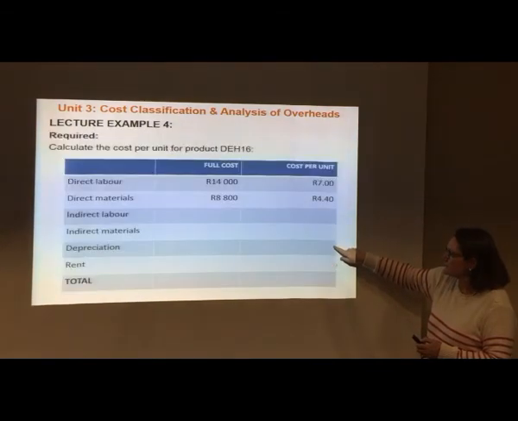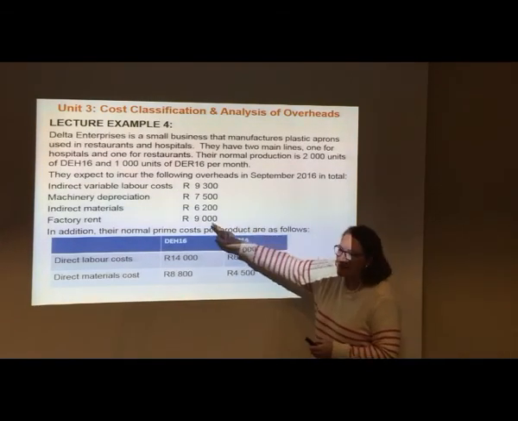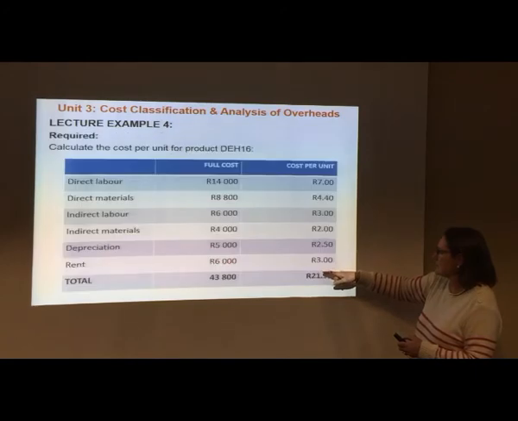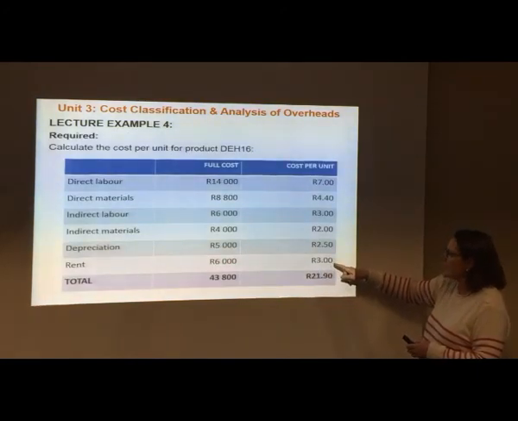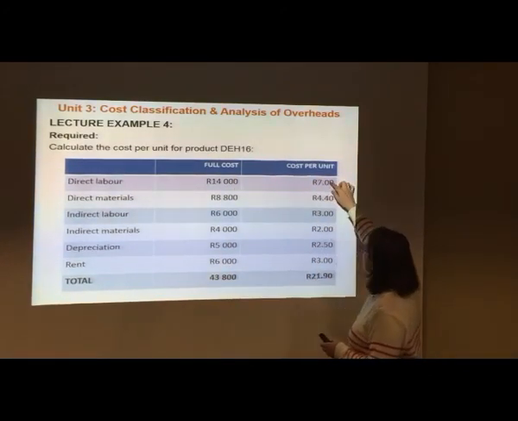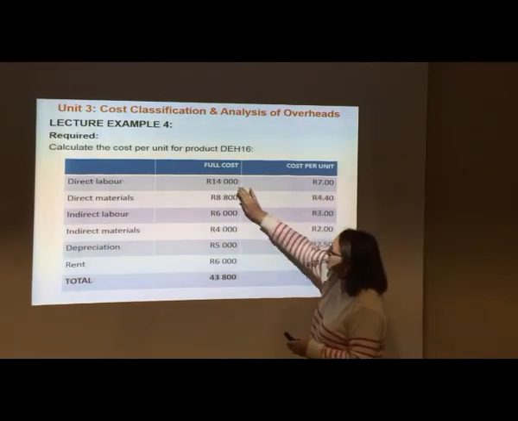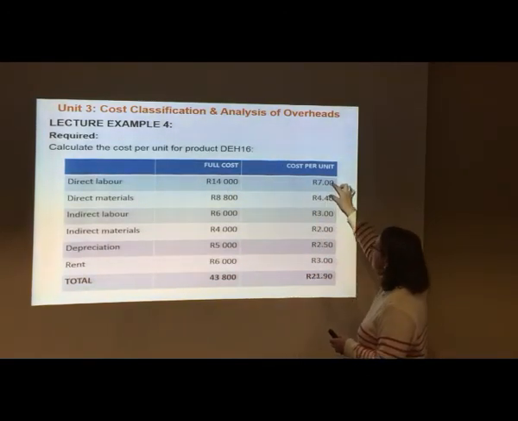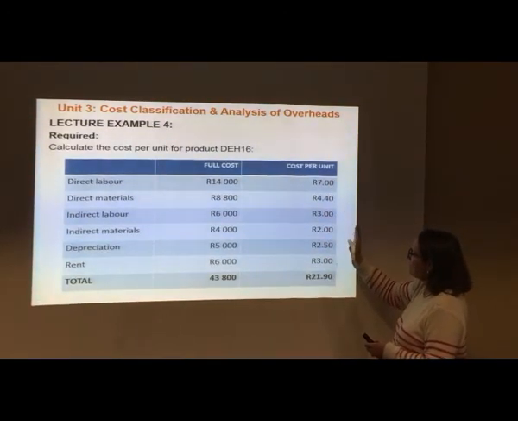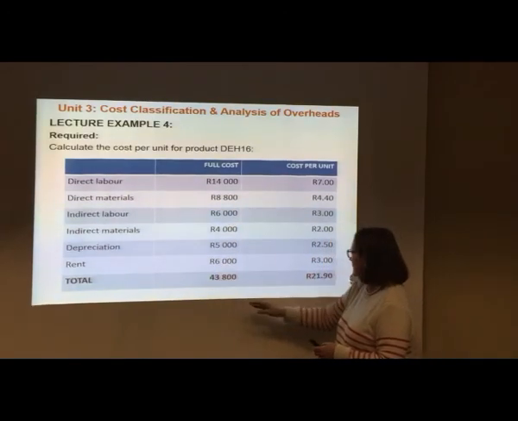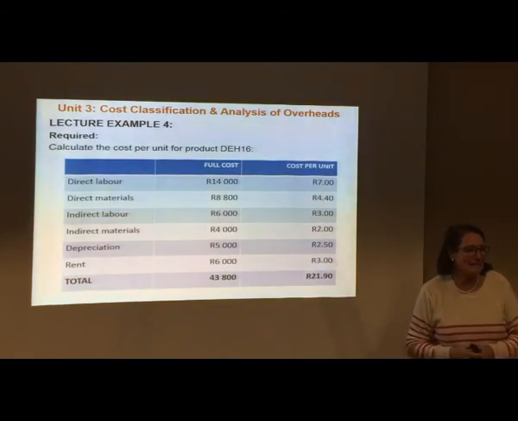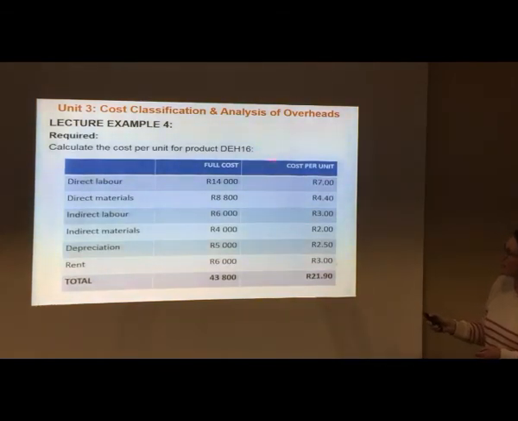And then your rent was 9,000 divided by 3,000 units is 3 Rand a unit. There's your 3 Rand a unit. Okay? These figures here are multiplied by 2,000. So for the first two here, you have the total, and you have to divide by 2,000 to get this amount here. These ones, you calculated the rands per unit, and multiply by 2,000 to get that total there. You add them all up, and your cost per unit is 21 Rand 90 for product DEH.